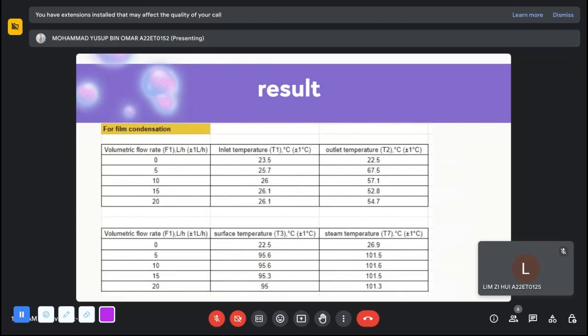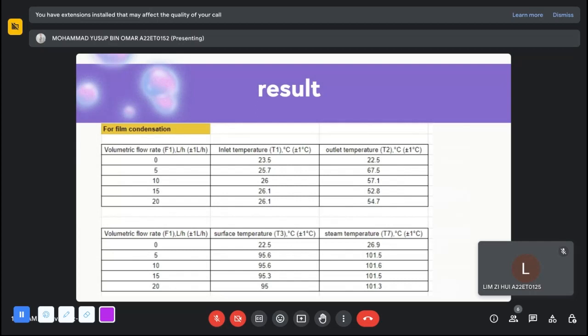Okay, for the result for the film condensation, we can look at table 1. For the volumetric flow rate of 0 liter per hour, temperature 1 and temperature 2 are very close to each other, with 23.5 and 22.5. But for the volumetric flow rate from 5 liter per hour until 20 liter per hour, it increases from 25.7 to 54.7.